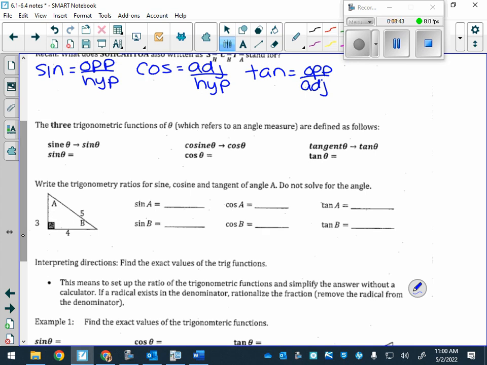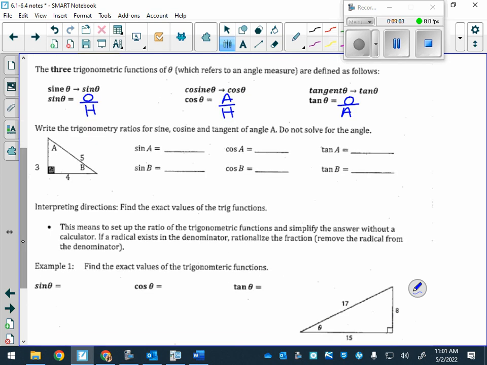And we just actually went through this. Above, sine is opposite over hypotenuse, cosine is adjacent over hypotenuse. Okay, just again, a recall. All right. So, in the next part, we're given a right triangle. However, we have our angles labeled A and B. We're first going to look at angle A, and we're going to find the sine, cosine, and tangent.